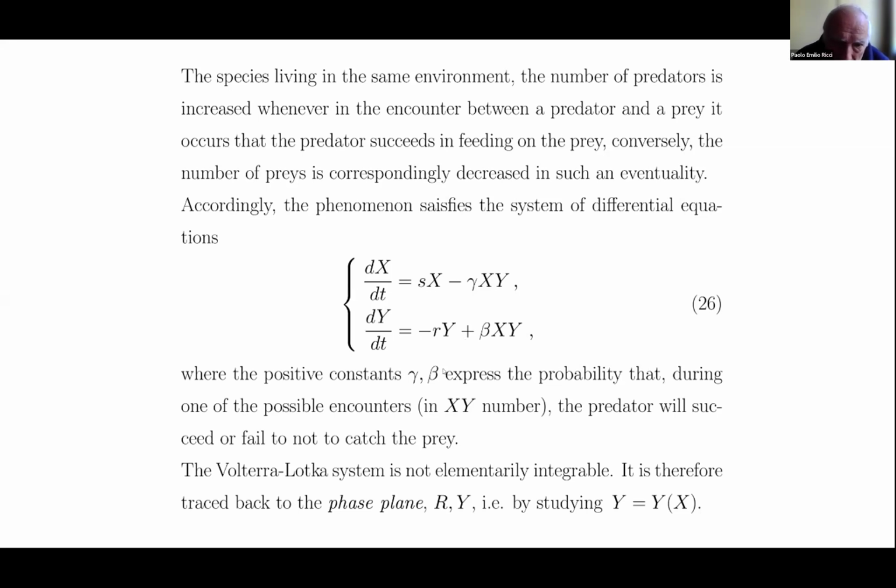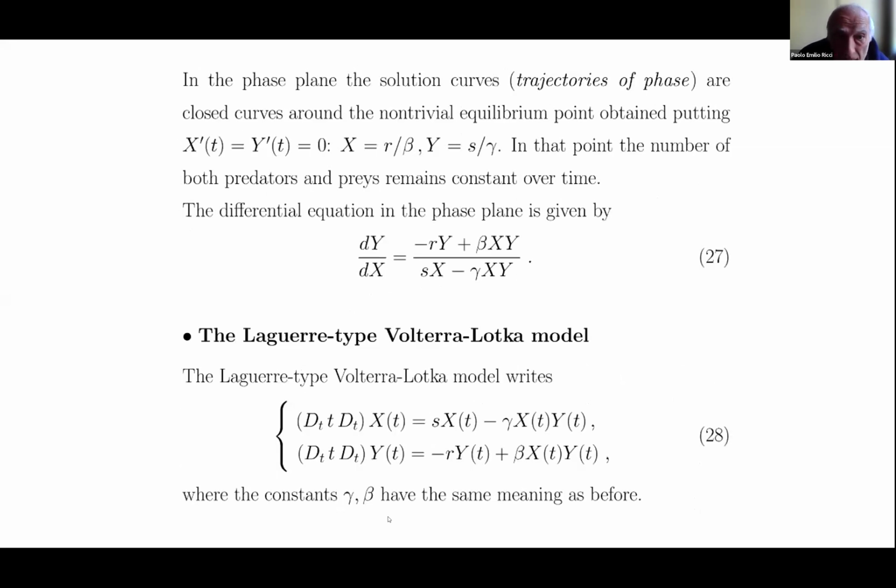The Lotka-Volterra system is not elementarily integrable. It is therefore traced back to the phase plane, expressing x as a function of y. In the phase plane, the curves are closed curves around a nontrivial equilibrium point, which is given by x equals r over beta and y equals s over gamma. In that point, the number of predators and prey remains constant over time.